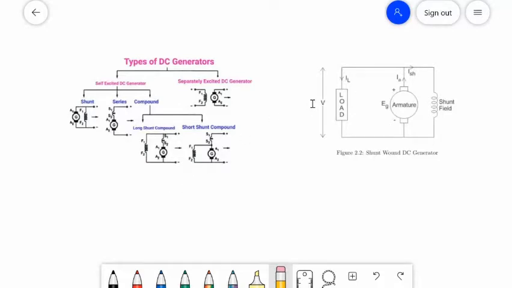The first type of DC generator under self-excited is the shunt wound DC generator. In shunt wound DC generators, the field windings are connected in parallel with the armature conductors as shown in the figure. In this type of generator, the armature current IA divides into two parts. In shunt wound, the output voltage is inversely proportional to the load current. One part is the shunt field current, which flows through the shunt field windings, and the other part is the load current IL, which goes through the external load.